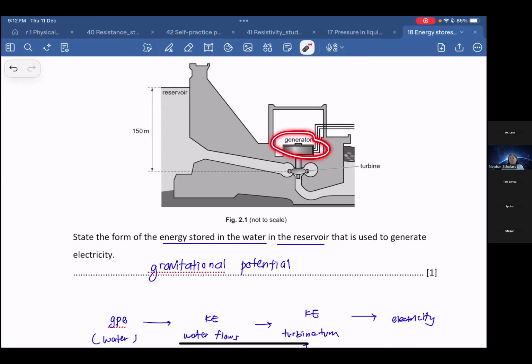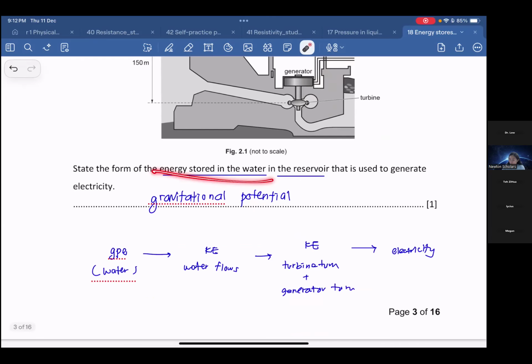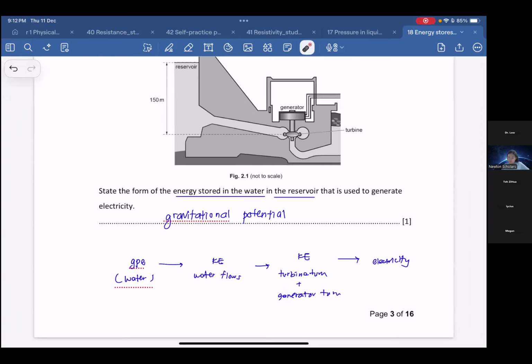How it turns and how it generates electricity, that is our year 11 topic. Not year 10, year 11 topic. But basically right now, energy stored in the water in the reservoir, not moving yet, that is GPE, gravitational potential energy. Okay, is that clear? Okay, Megan, Angeline, okay. Okay, dear, next.